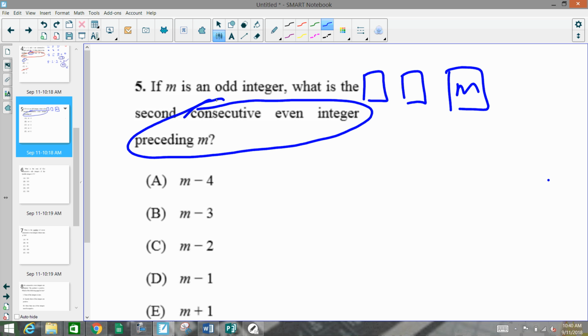And it's an odd integer. For example, 5 preceding is 3, second preceding is going to be 1. All right? And odd. So, good job. I like that.